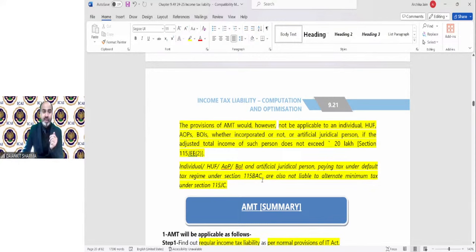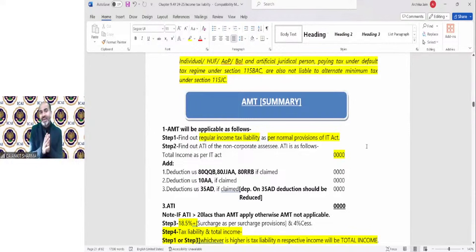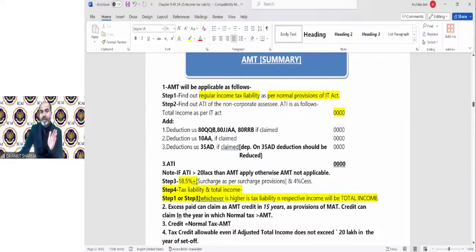Again, if an individual, HUF, AOP, BOI, AJP is paying tax under the default tax regime, that means under Section 115BAC, then they do not need to calculate any AMT tax as per Section 115JC. I have made a summary for all of you to make you understand easily how to calculate AMT tax. So this is the summary. AMT will be applicable as follows. Find out the regular income tax liability as per the normal provisions of the Income Tax Act. After giving Section 10AA, 35AD, whatever it is, first of all, you have to calculate your normal income tax liability.